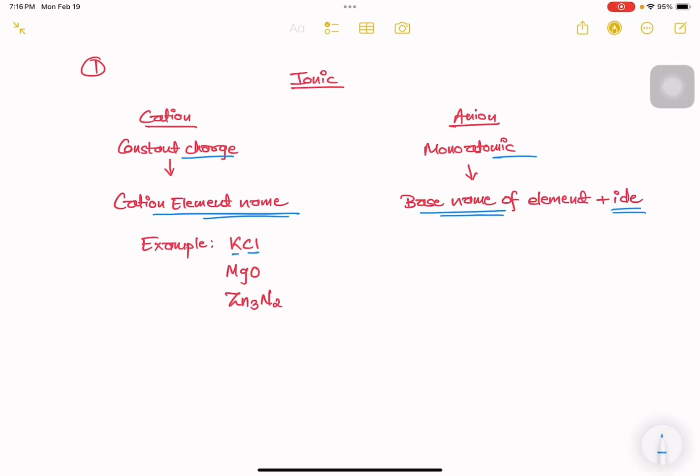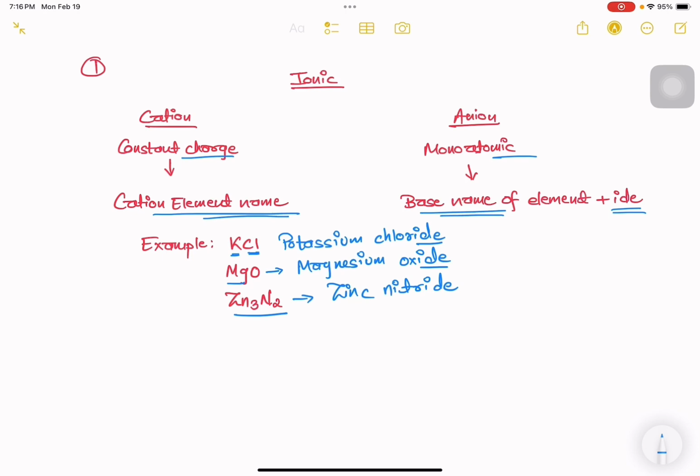For example, KCl: we write the whole name for K, which is potassium, and Cl is chlorine, which we write as chloride, IDE at the end. MgO: Mg is magnesium, oxide, IDE. This one, zinc, N is nitrogen, we write as nitride. So zinc is a transition metal but it has a constant charge.